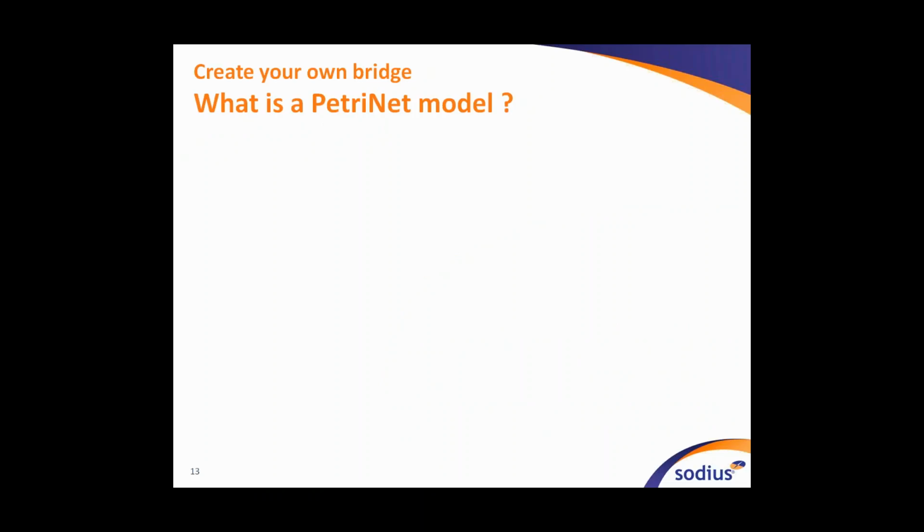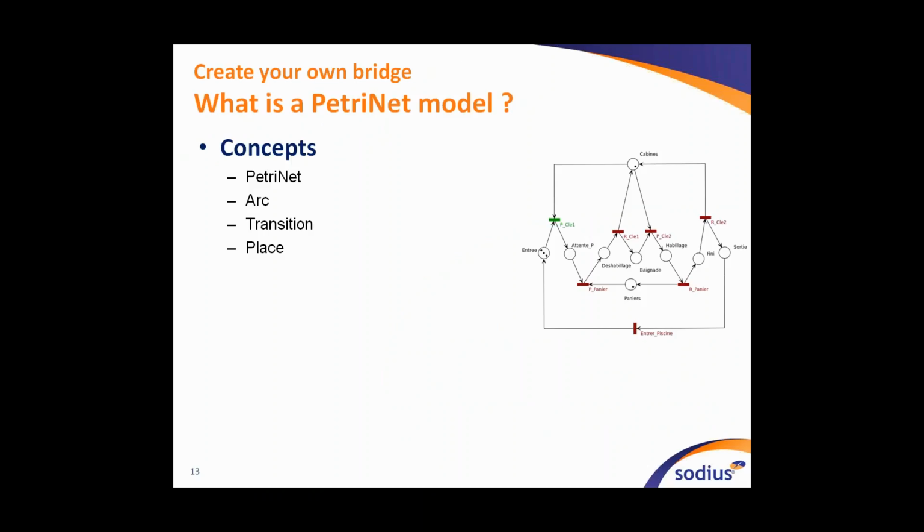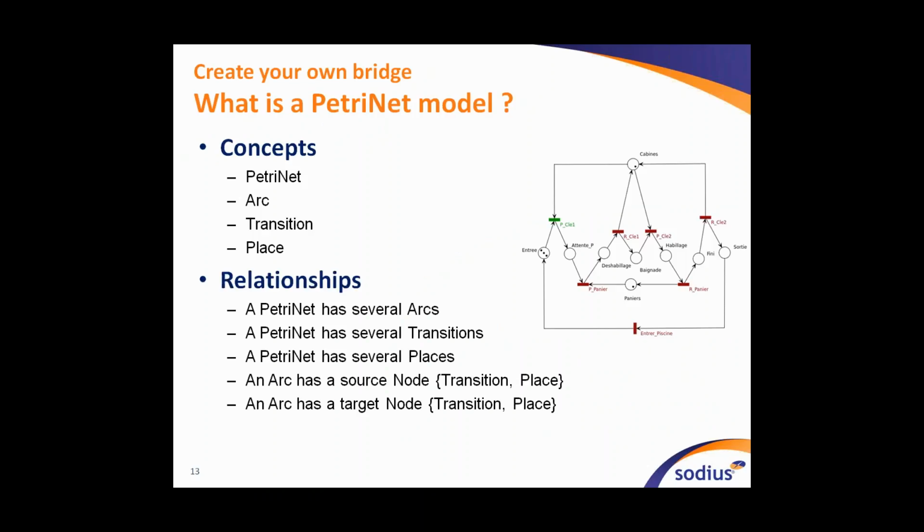So just briefly to explain what a PetriNet model is, you have four main concepts, which are a PetriNet, my root element. A PetriNet has some places. Between places you have an arc, and you have some transitions. The relationships between the elements are: a PetriNet has several arcs, several transitions, and several places. An arc has a source node and a target node.